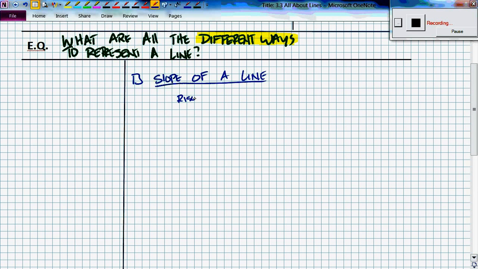Rise over the run. We call it rise over run. Good, I like that. Any physics people out there? You call that delta y over delta x, change in y over change in x. Good. Does anyone actually know the formula for figuring out slope?